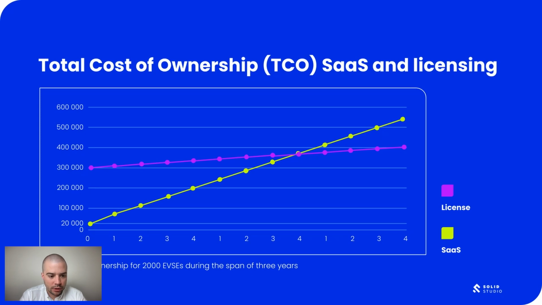I haven't put here any dynamics about the increase in EVSEs, but of course we all understand that to achieve the 2030 or 2035 goals, we'll need to increase our infrastructure greatly. So the more EVSEs under management, the quicker the break-even point is going to be, and the greater the gap regarding the operational cost is going to be later on.